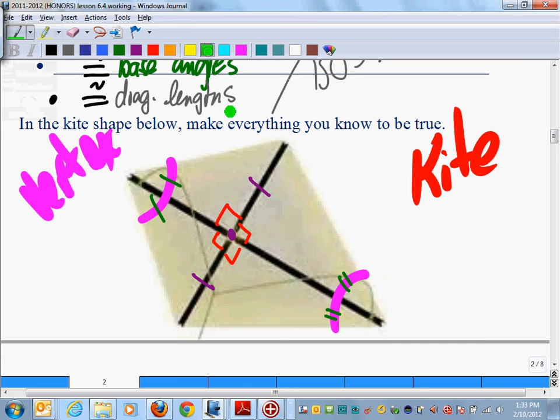What else is true? These are congruent, and then these are congruent. The consecutive angles. And there's one more. These yellow angles, they are congruent, but warning, they're not cut in half. When you're done getting all that down, turn the page.